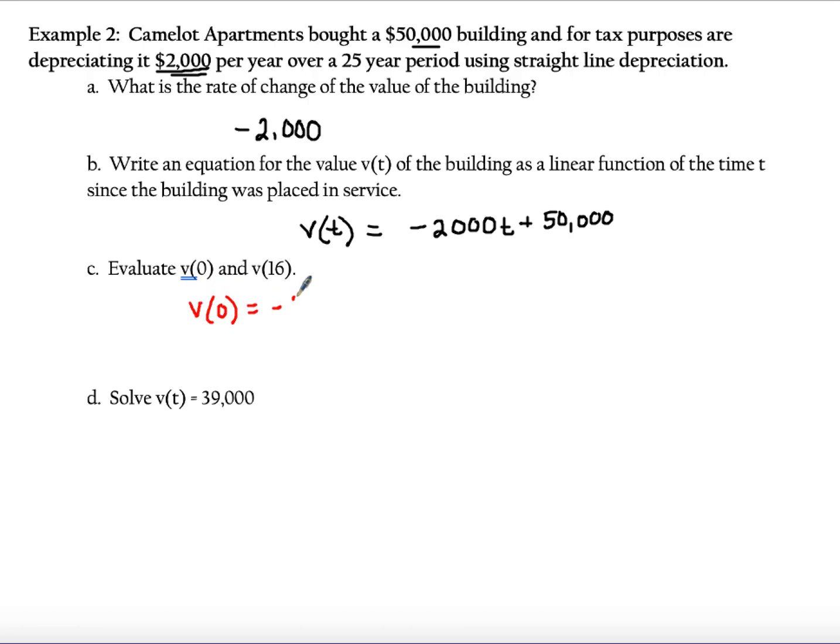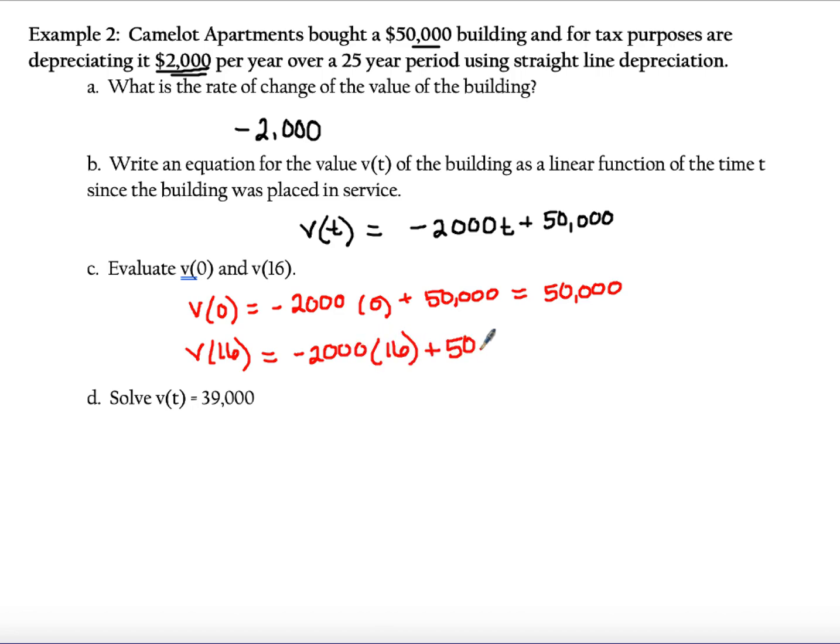V of 0, of course, means that I'm putting 0 in for that t. And putting 0 in for t is going to leave me with 50,000 as the value that I start with. V of 16, again, t meaning the time. So after 16 years, what's that value? We've got negative 2,000 times 16 plus 50,000. And that should give me 18,000 as the current value after 16 years.